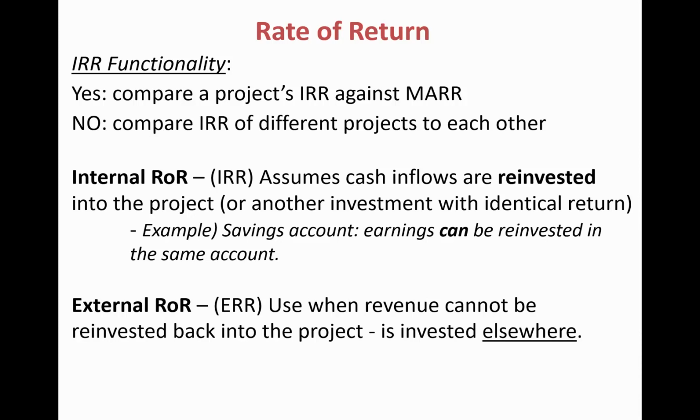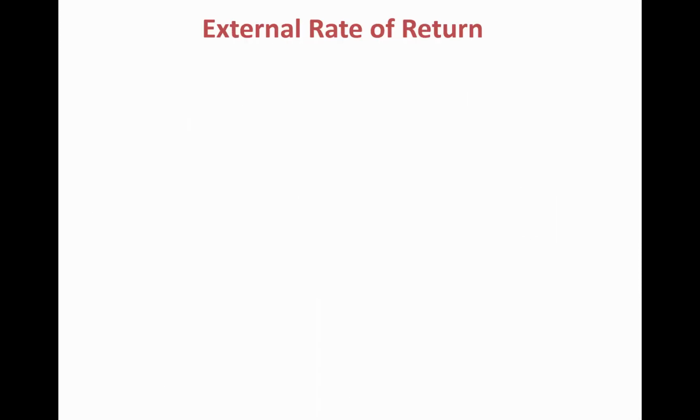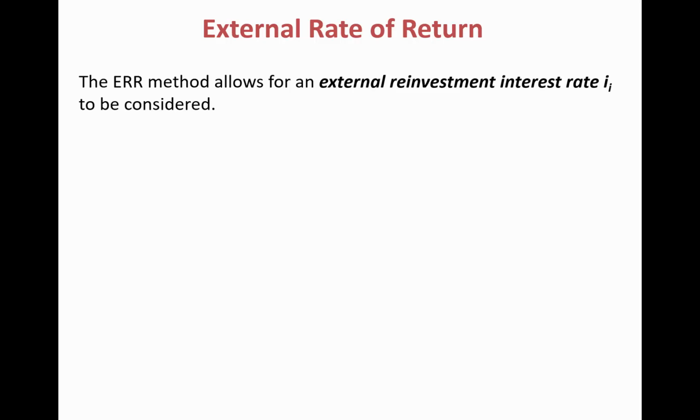That is where you take your revenue and profits from a project and you invest it somewhere else. So the painting: maybe you take your profits and you put it into a savings account, or you take your profits and put it into buying stocks, or take your painting profits and put it into an ice cream stand. Whatever it is, if you're putting the money somewhere else, then you should calculate the external rate of return. So let's talk about that. It uses an external reinvestment interest rate, i sub i.